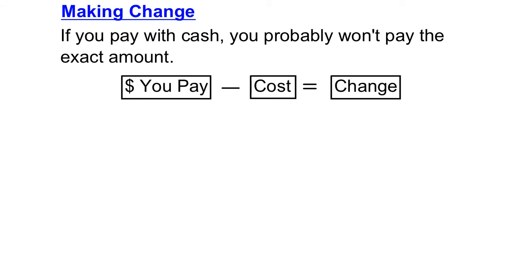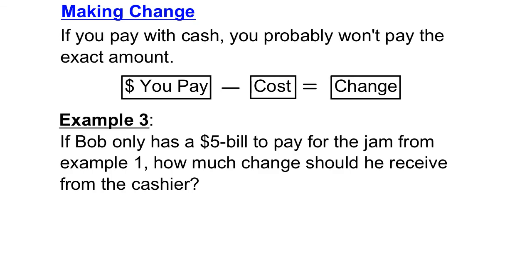If you ever pay cash for an item, you're going to need to get change, and you want to make sure you're getting the correct change. So we're going to talk about making change. If you pay with cash, you probably won't pay the exact amount. So to calculate change, you take the amount you pay and you subtract the cost. So let's do an example.